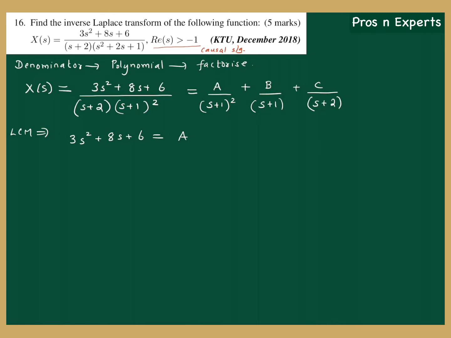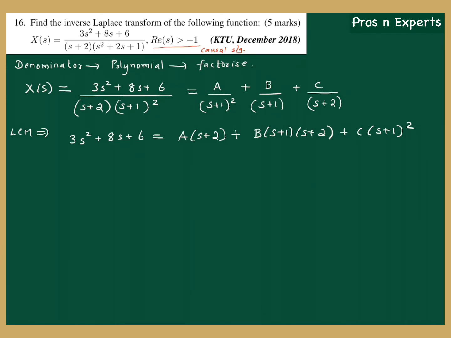So a into (s plus 2) plus, similarly b has only one (s plus 1), so we have to give one more (s plus 1) and one (s plus 2), plus c into (s plus 1) the whole square. That is nothing, very simple. This is how we find the LCM.